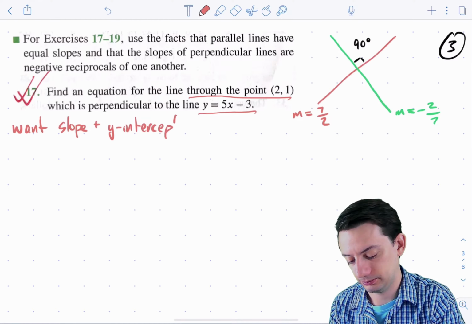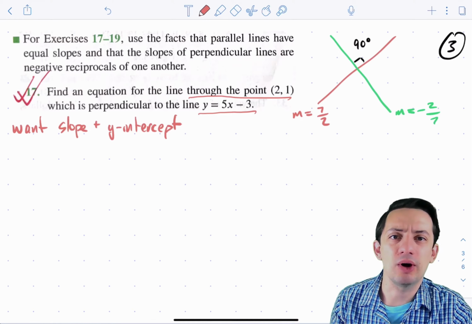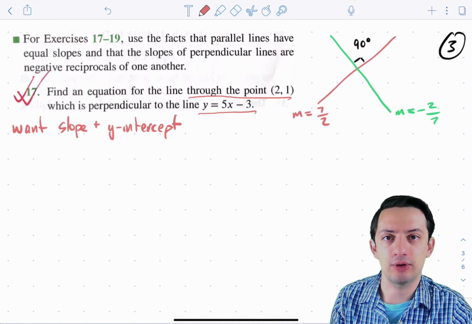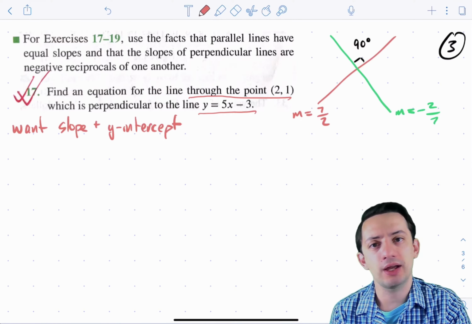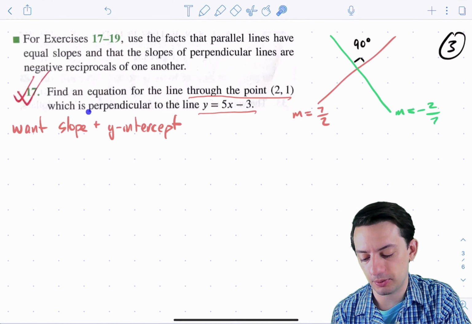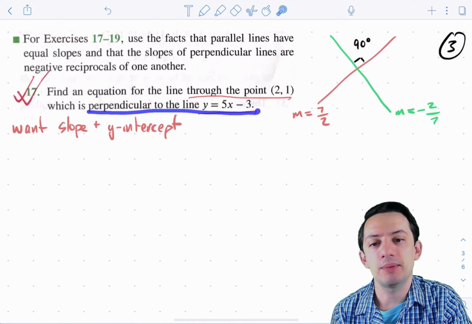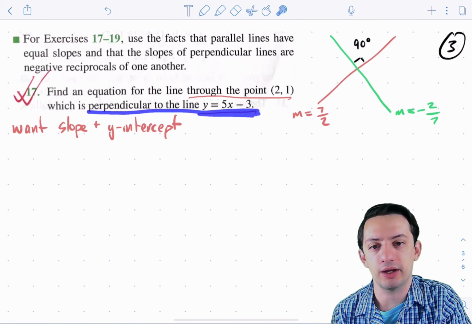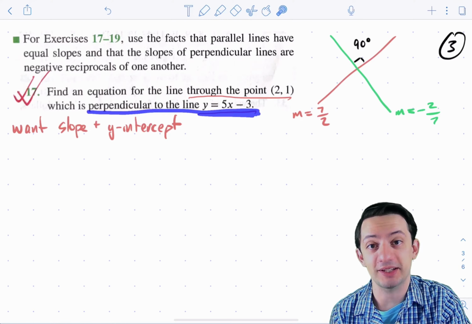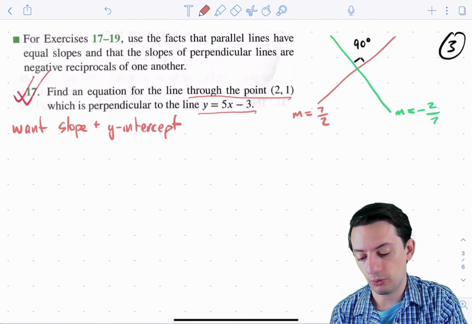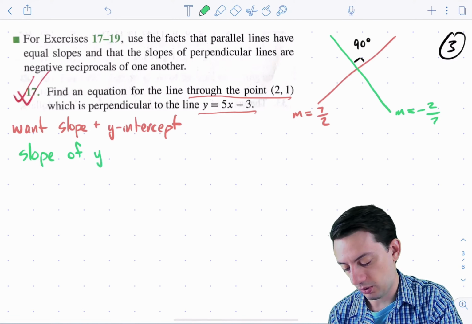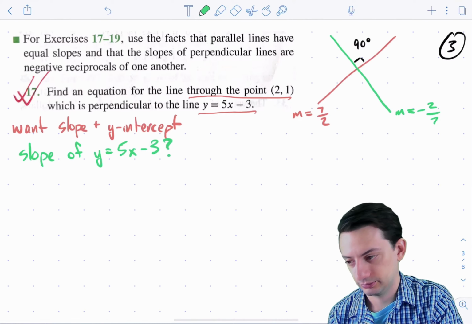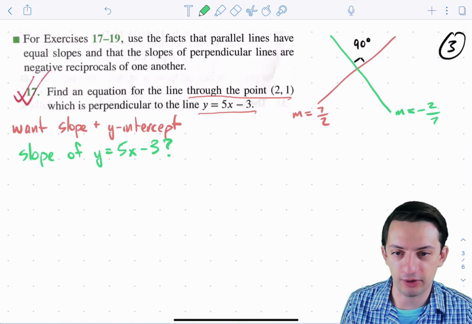So you kind of have to think, well, what can I glean from the information they've given me? The first thing we'll figure out here is the slope, because we know that our line is perpendicular to this other line. That means if we know the slope of the other line, we can find the slope of our line by taking the negative reciprocal. So what is the slope of y equals 5x minus 3? Let me let you think about that for a minute while I take a sip of coffee.